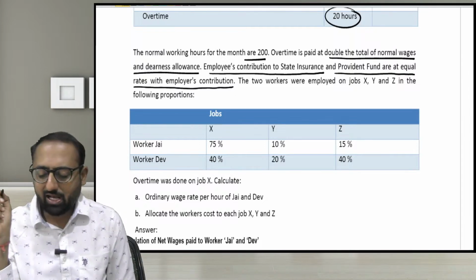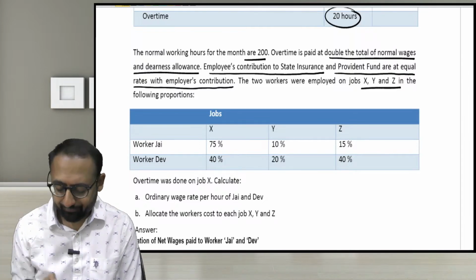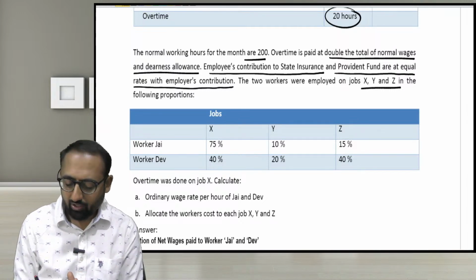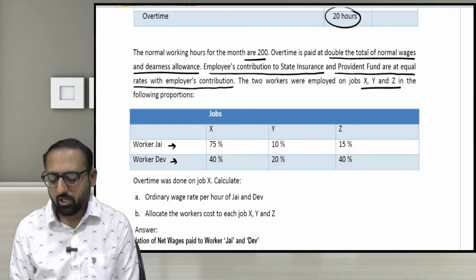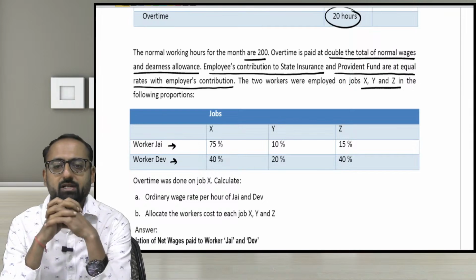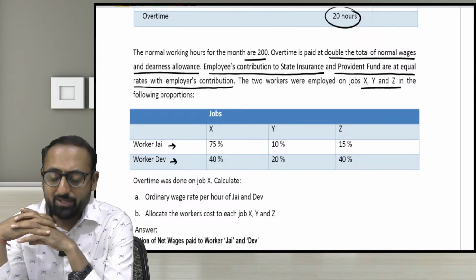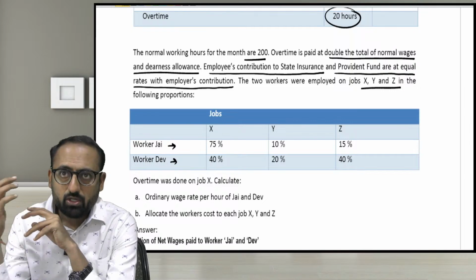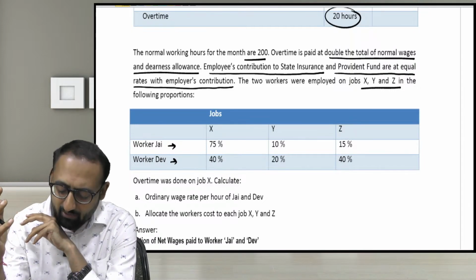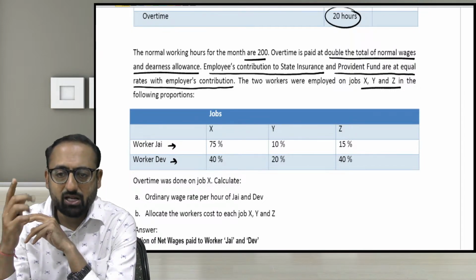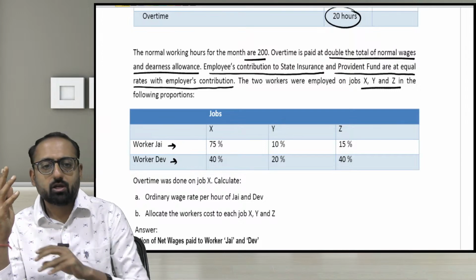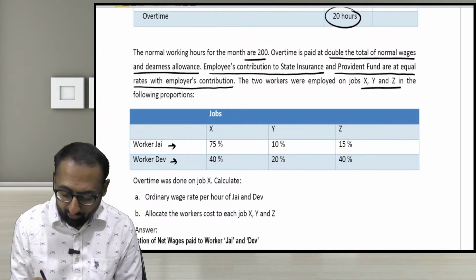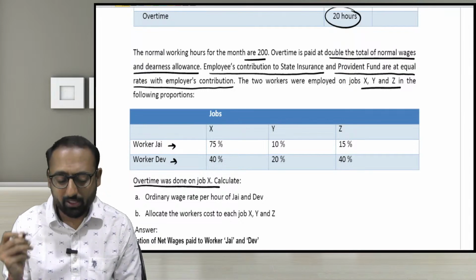The two workers are employed on jobs X, Y, Z in the following proportion. Worker Jay devoted 75% time to job number X, 10% time to job number Y, 15% time to job number Z. Then worker Dev devoted 40%, 20% and 40% time. Now next situation. Overtime done by worker Jay only on job number X.